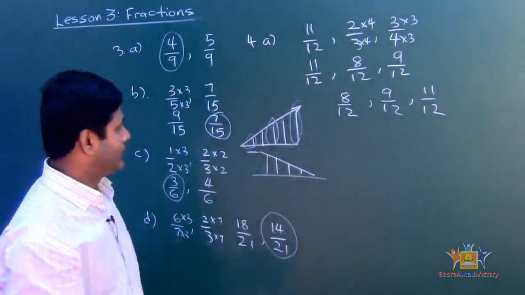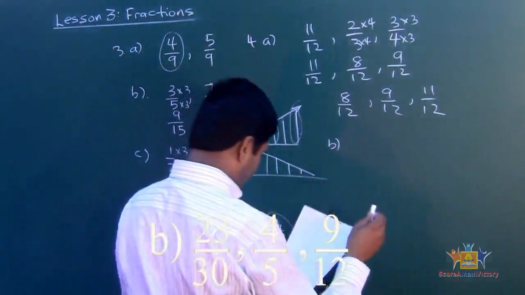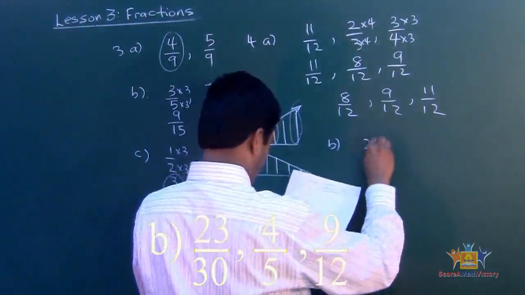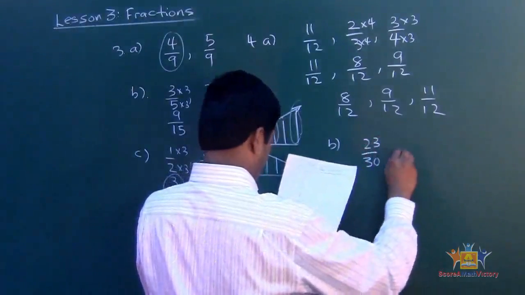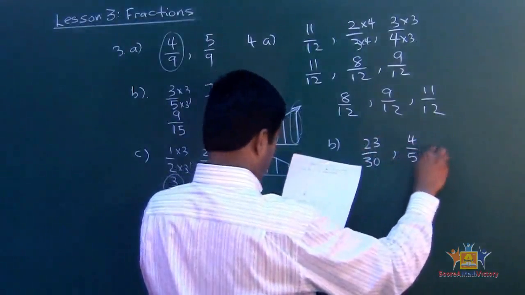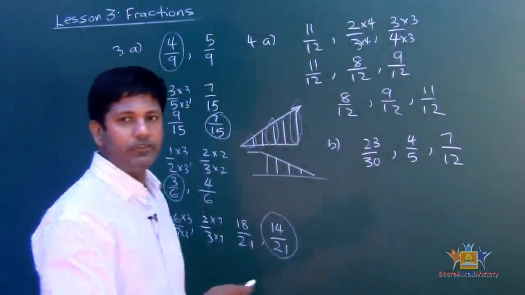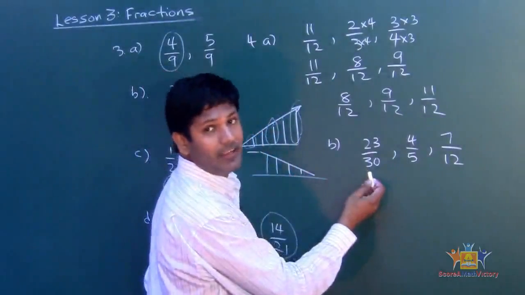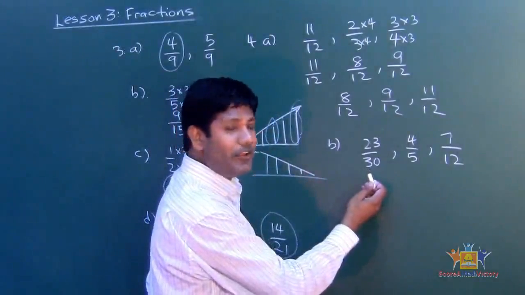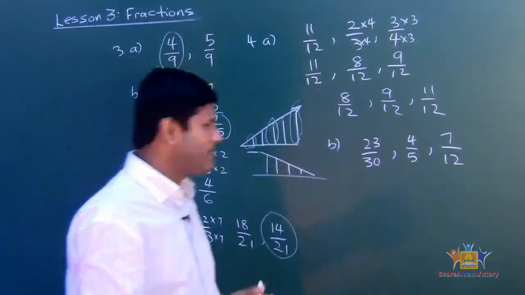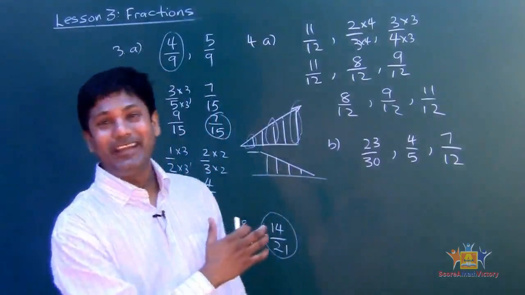Okay, good. Now let's look at B. Now B, we were given 23 over 30, 4 over 5, 7 over 12. It's so tempting to say right away, this got to be the biggest. Is that how we do it? No! I know you're saying, Mr. Mac, that's not the way to do it.